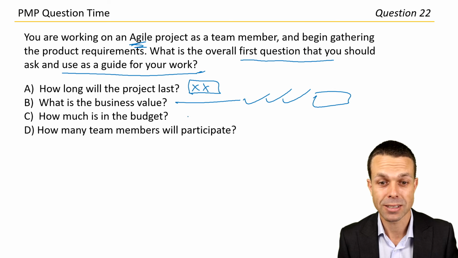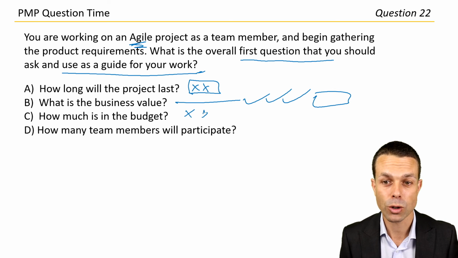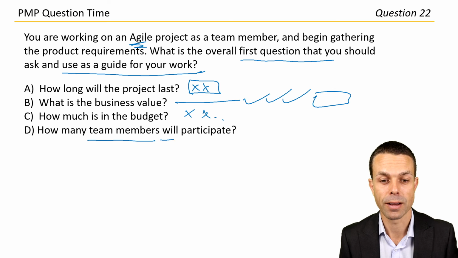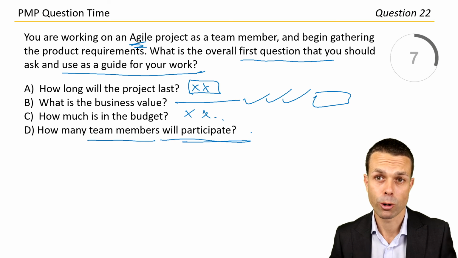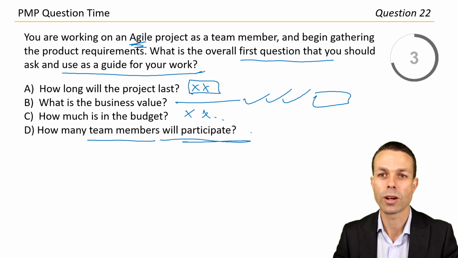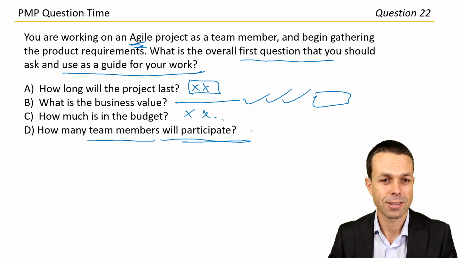How much is the budget? Again, these are valid questions, but probably not the first question that we're going to be asking. And how many team members are there that will participate? Again, all of these questions are valid in a project. We do need to know these things, but the core question is, what is the value that we're delivering? What is our core purpose? So let's go with answer B.